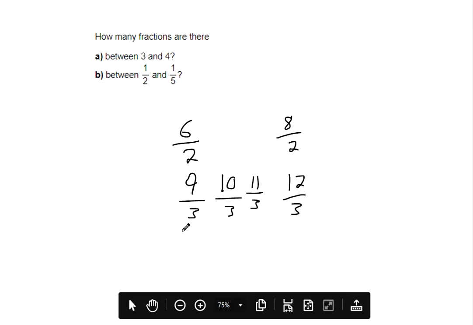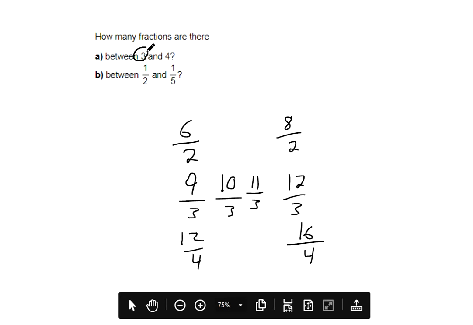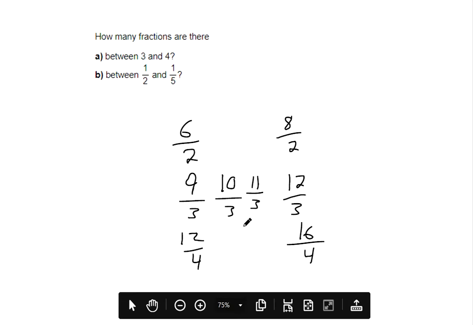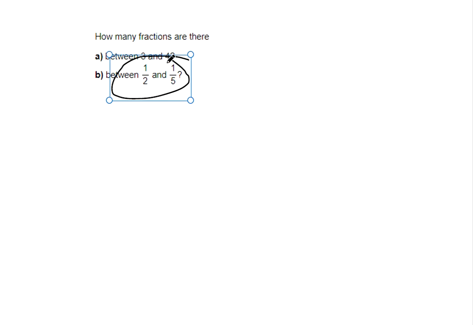Is there any limit to how many fractions we can make? We could say 12 over 4, and then we could do, let's see, 16 over 4, because this is 3, this is 4, and look, there's 13 over 4, 14 over 4, 15 over 4. How many fractions are there between the numbers 3 and 4? There's an infinite amount of fractions, because you can keep rewriting 3 and 4 as fractions with bigger denominators. You do a billion for the denominator, and you'd have a lot in between. And the same type of reasoning can be applied for 1/2 and 1/5.